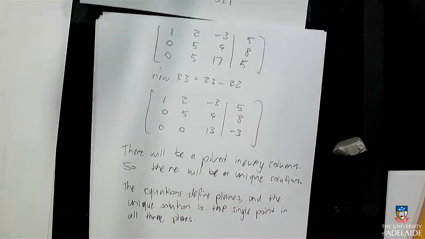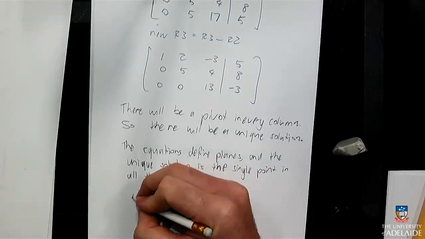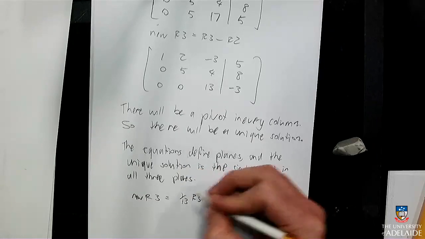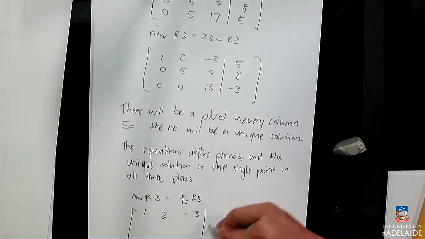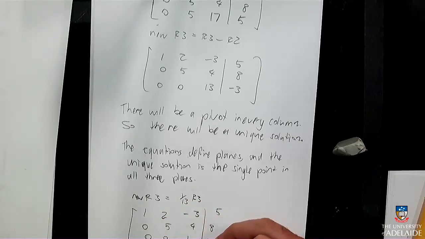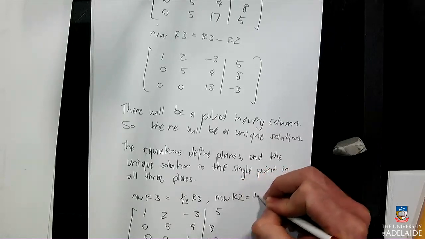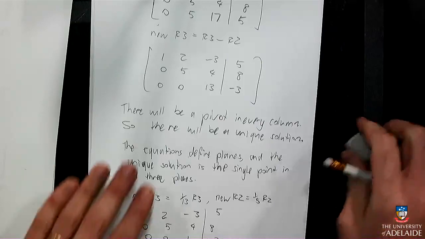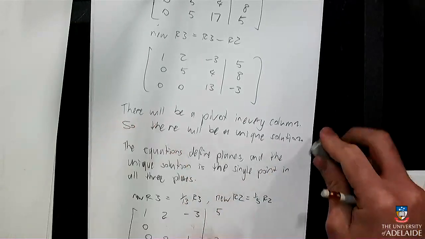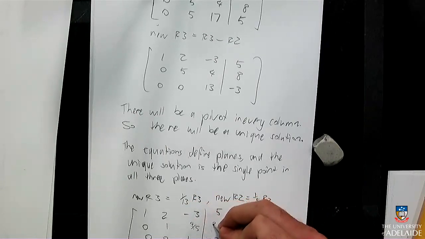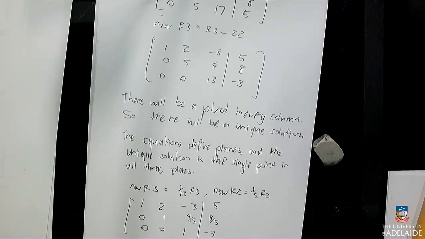If we continue our row operations, we can say my new row 3 is a 13th of my old row 3. And actually, I reckon I'll do my new row 2 is also a 5th of my old row 2. That's okay because I'm not using one row to affect another one. Beautiful.